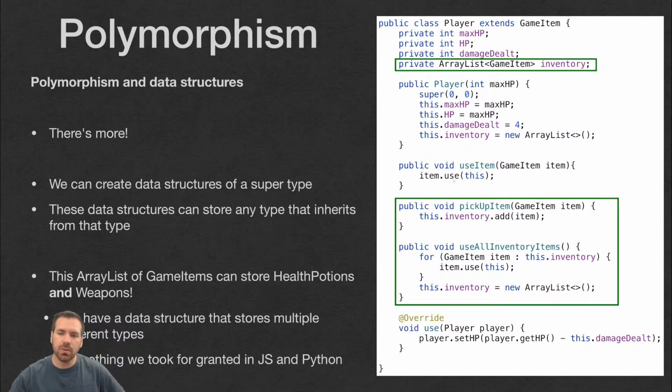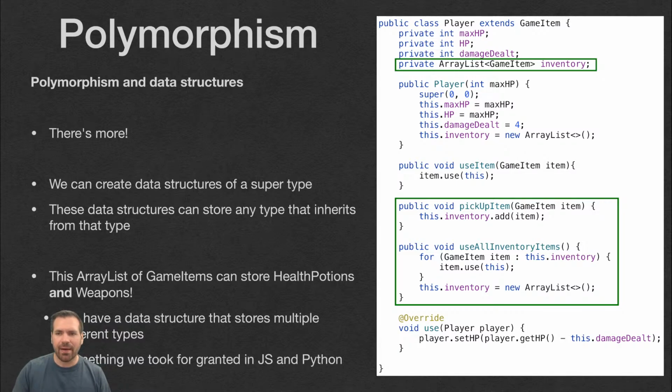So when we call use, if I'm using a health potion, I still get the health potion's use method, and I still increase my health. Very important, we get the health potion behavior here. But what makes this a valid method call is the fact that the game item class knows about the use method that takes a reference to a player. So we can only work with methods known to the game item class, but the behavior we get from those methods is still specific to each child type.